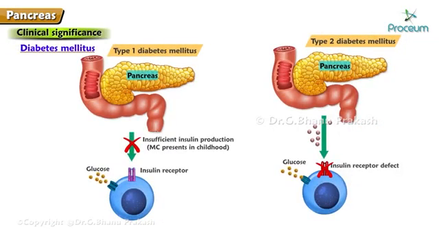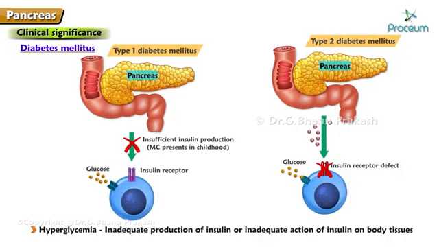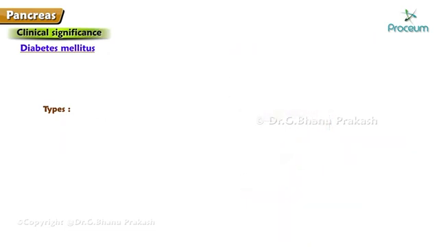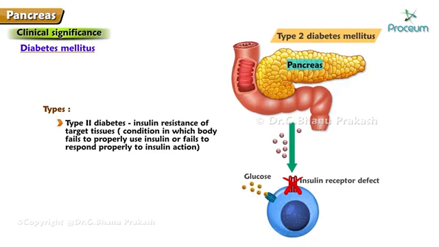Diabetes mellitus. It is characterized by hyperglycemia that is caused by an inadequate production of insulin or inadequate action of insulin on body tissues. Types. Type 1 diabetes, also known as insulin-dependent diabetes, in which the pancreas or beta cells produce an insufficient amount of insulin. Type 2 diabetes, which results from insulin resistance of target tissues, a condition in which the body fails to properly use insulin or fails to respond properly to insulin action.